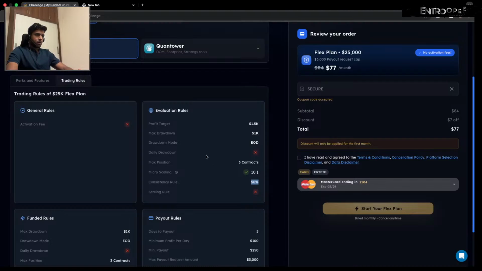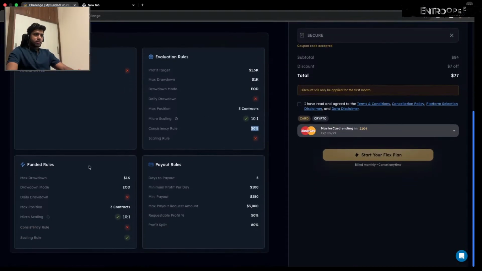Now, funded rules: this does not matter at the moment, because there is no consistency rule in funded rules. That is basically it. The rest are all the same. The drawdown limit is also the same.